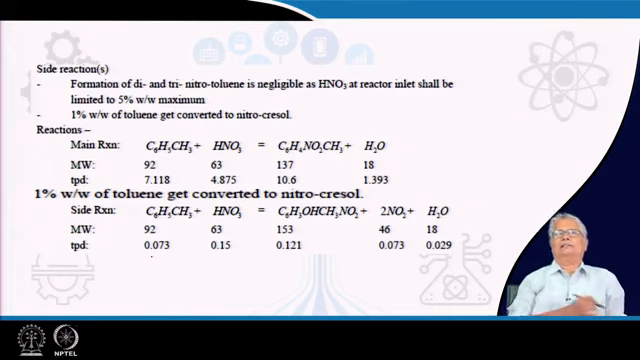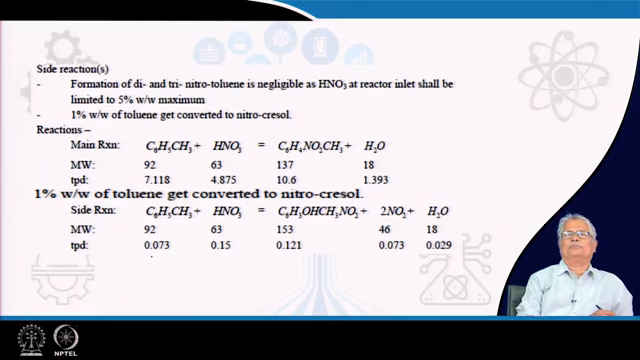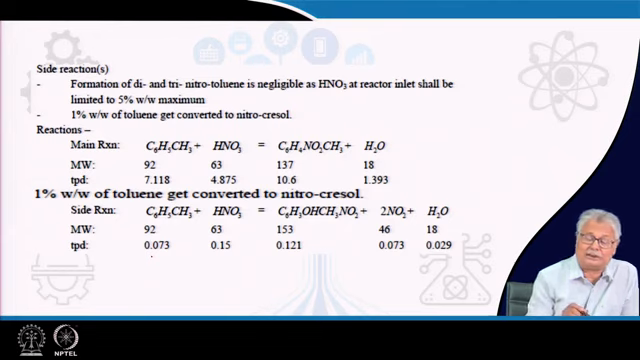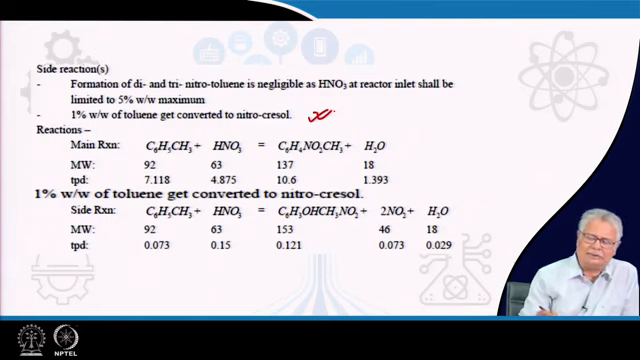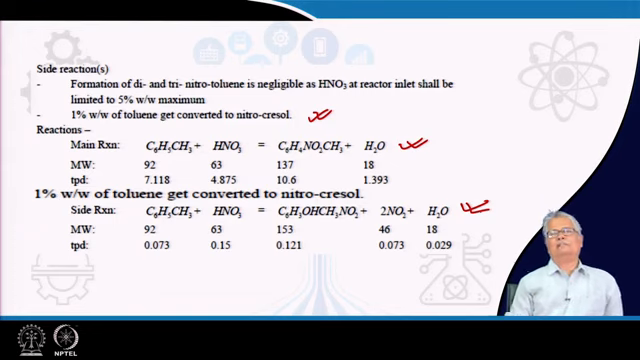Now, let's look at the reactions. We are going to consider the formation of dinitrotoluene and trinitrotoluene as negligible, however, some amount of formation of nitrocresol is inevitable. The main reaction is here and the nitrocresol formation reaction is here, along with the molecular weight of the different species as well as the ton per day flow rates.